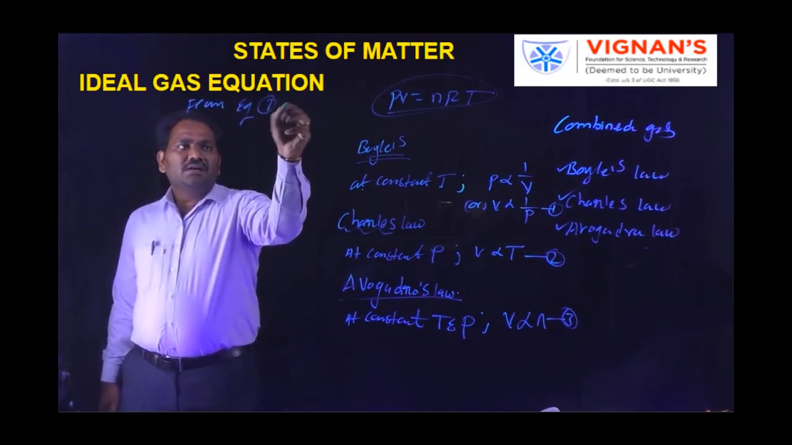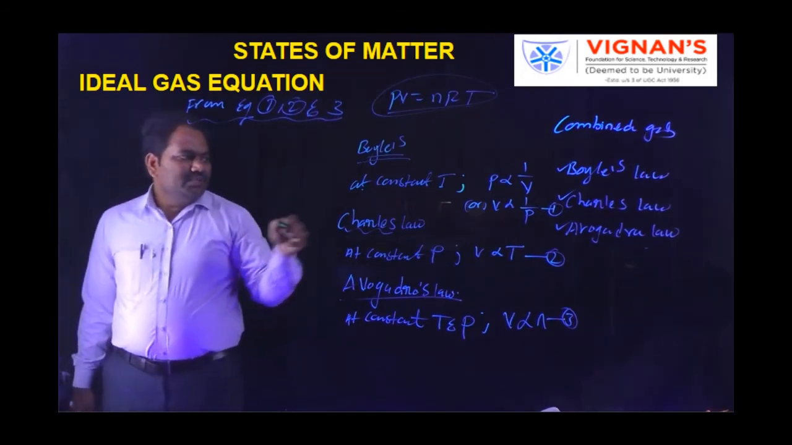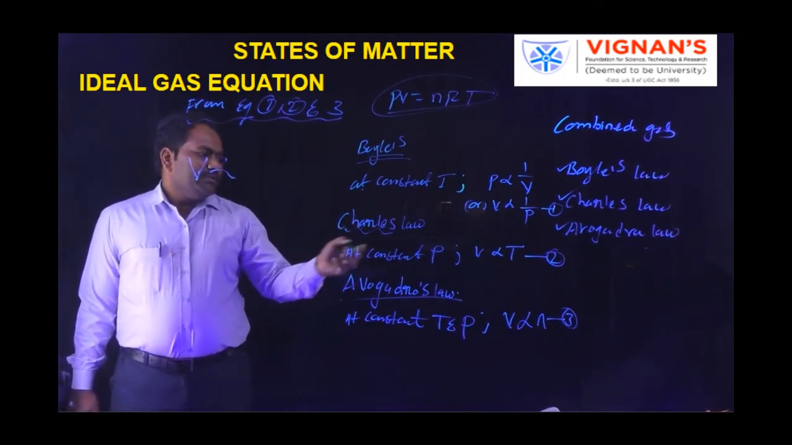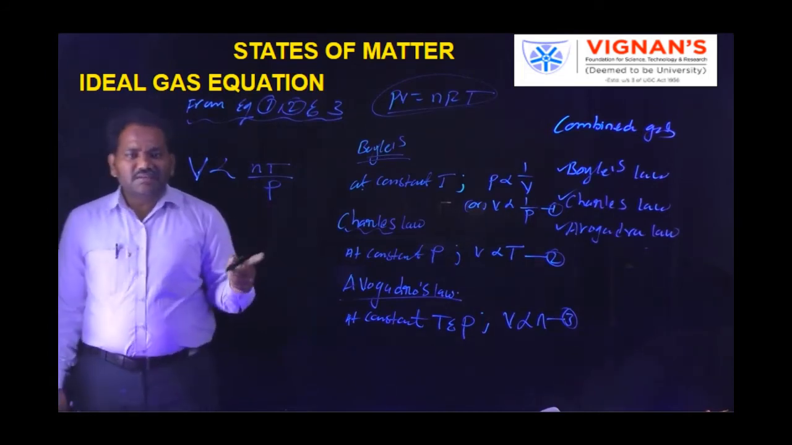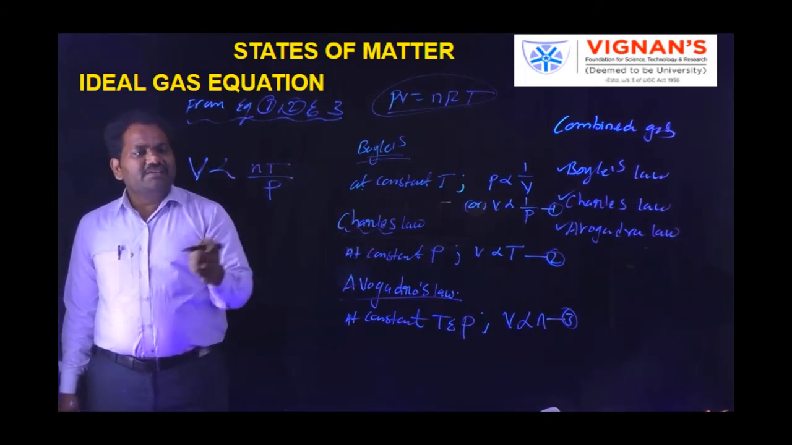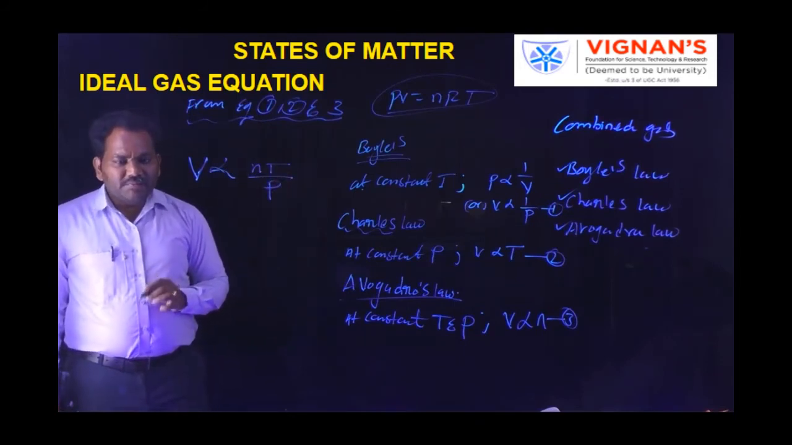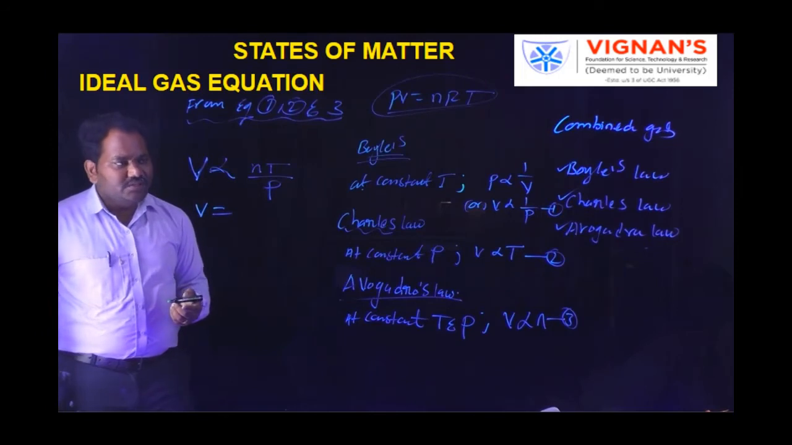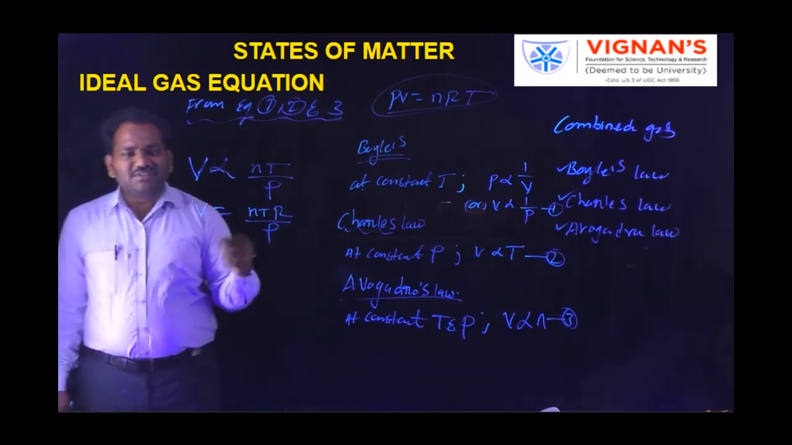From equations 1, 2 and 3, we can simply write V is proportional to nT by P. These three equations, Boyle's law, Charles' law and Avogadro's law, are combined to derive a new equation: V is proportional to nT by P. If you introduce the constant, V is equal to nRT by P.